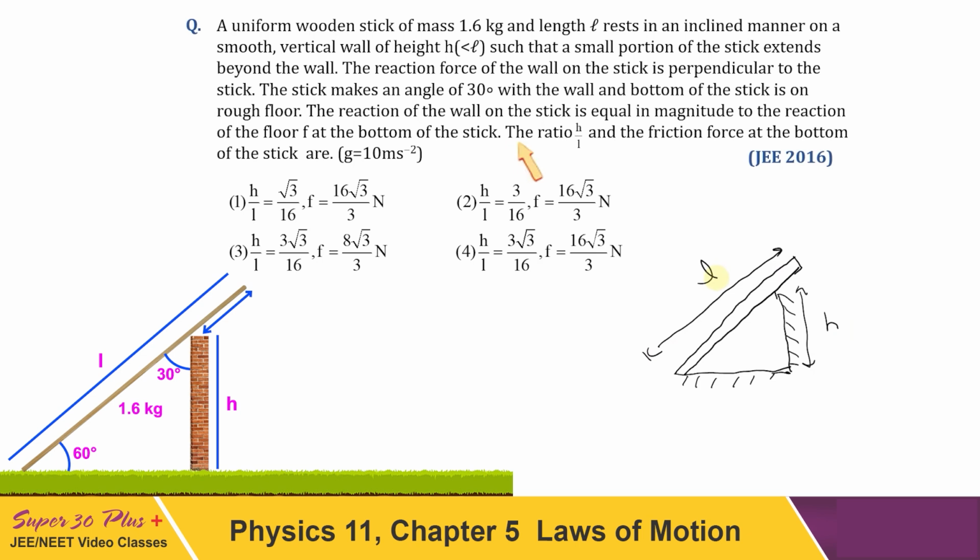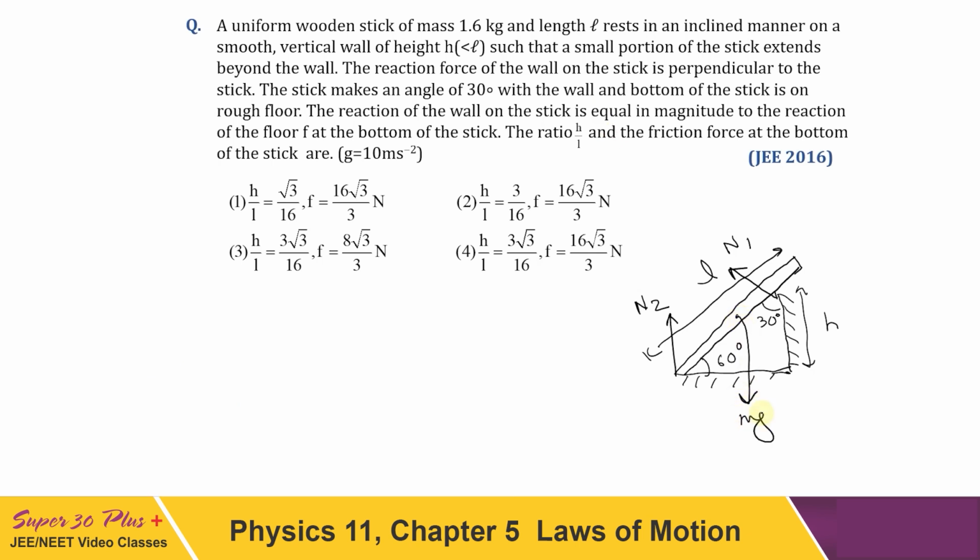Now we have to find the ratio h by L and the friction force at the bottom of the stick. The other assumption is that the reaction force of the wall on the stick is perpendicular to the stick. So this reaction force is perpendicular to the stick. Let us denote it by N1. One normal force will be here by the ground. Let that be N2. The stick makes an angle of 30 degrees with the wall, so this angle can be written as 60 degrees. Now Mg will act at L by 2. So this is our force Mg.